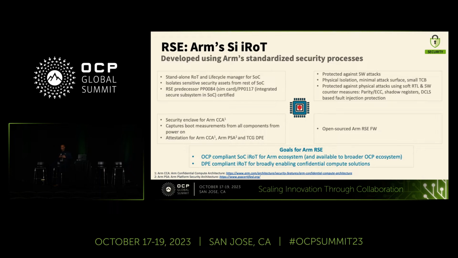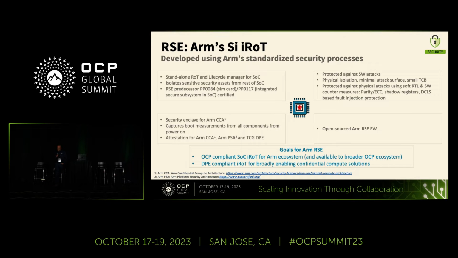The IP has been developed to mitigate software attacks, with physical isolation. It has a fairly well-defined physical isolation, so it has a fairly small TCB in the system. It's protected against physical attacks using RTL mechanisms and software countermeasures. We do have parity and ECCs in the RAMs where needed to make sure they're protected. And the system is built using DCLS-based mechanisms at the CPU level, so that helps you identify physical attacks being introduced in the system by identifying the differences in the bus framework.